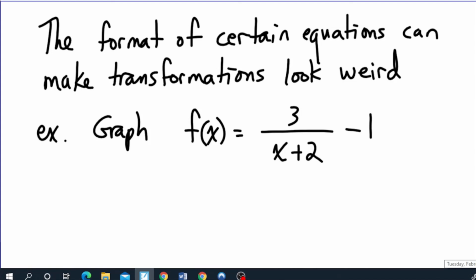Now, there are certain equations that we saw for our parent graphs that are a little bit different, and sometimes those equations can look strange when you have transformations involved. Looking at this equation here, f of x is equal to 3 over x plus 2 minus 1, can you tell what the parent function is? Can you tell which letter is 3, which letter is 2, and which letter is 1 or negative 1 in our transformations? So if you compare, and I'm going to write the actual transformed version of the equation below it here. So it looks like this.